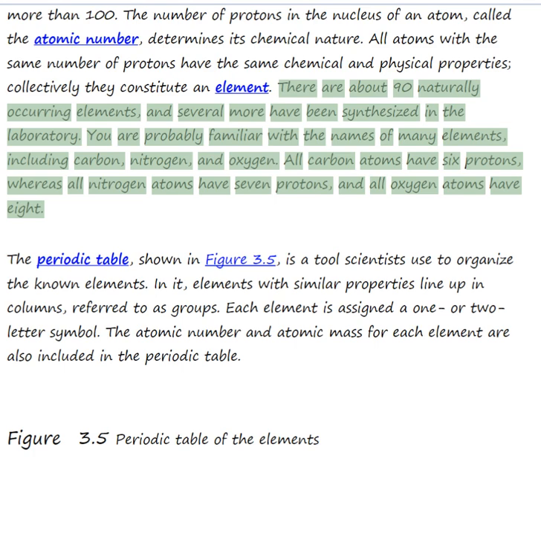There are about 90 naturally occurring elements, and several more have been synthesized in the laboratory. You are probably familiar with the names of many elements, including carbon, nitrogen, and oxygen. All carbon atoms have 6 protons, whereas all nitrogen atoms have 7 protons, and all oxygen atoms have 8.